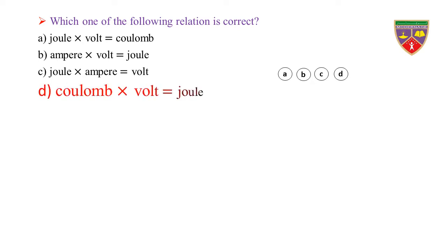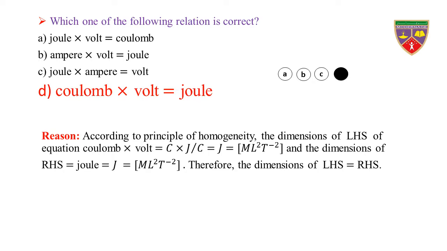The key is Coulomb into volt is equal to Joule. Therefore, the correct option is D. Reason: according to the principle of homogeneity, the dimensions of the left-hand side of the equation, Coulomb into volt, is equal to C into J divided by C. C is cancelled with C, so it is equal to J.